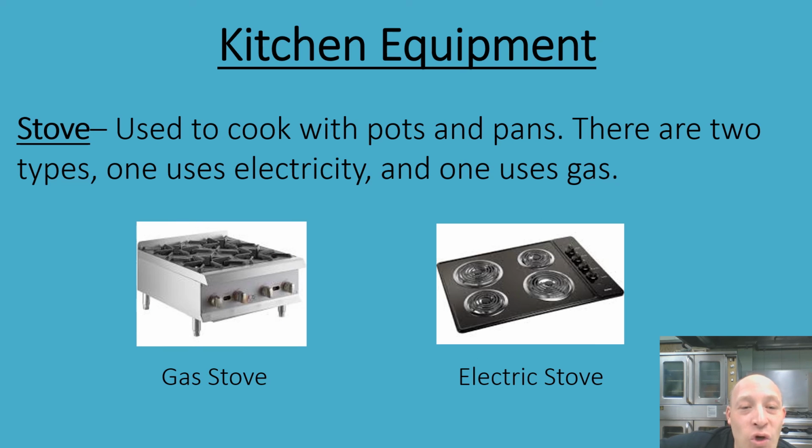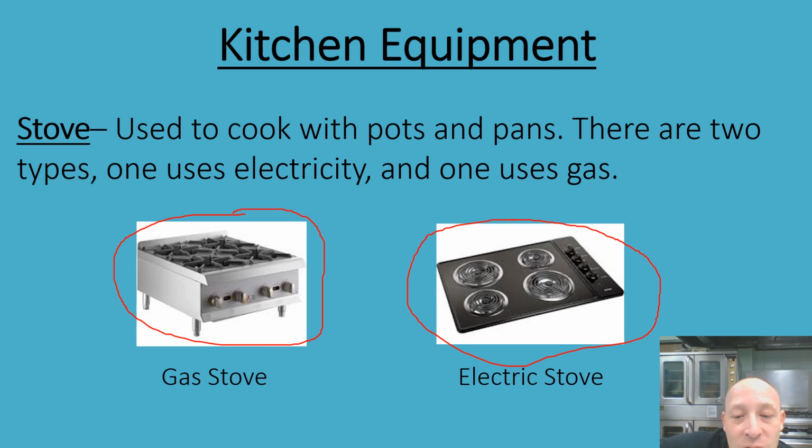This is a stove. This is what we put pots and pans on. There are two types. One uses electricity and one uses gas. At your house, you might have electric or gas. Usually in a restaurant, there's a gas one though.